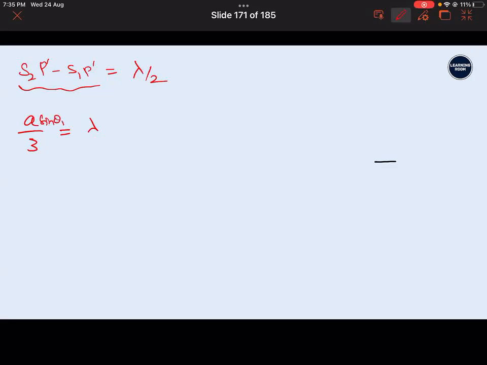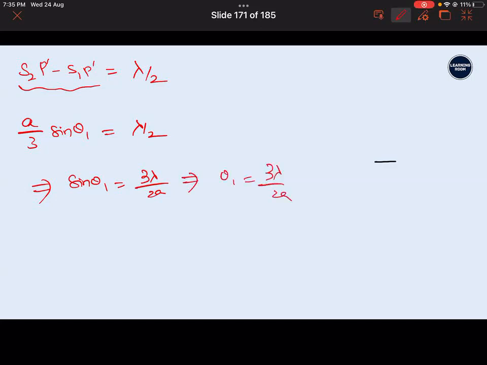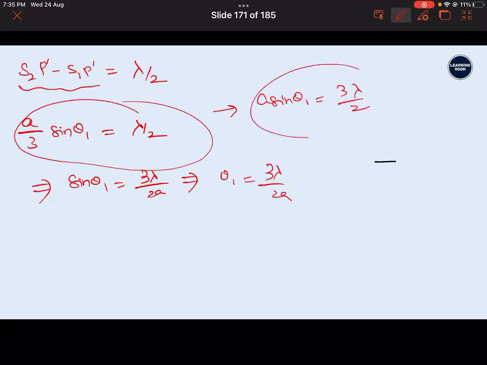A by 3 into sine theta 1 is equal to lambda by 2, which implies sine theta 1 will be equal to 3 lambda by 2a. Actually speaking, a sine theta 1 is equal to 3 lambda by 2. This is the condition for the first secondary maximum. Clear?